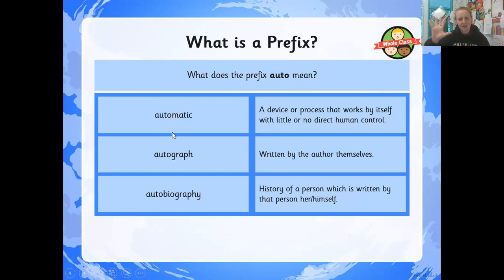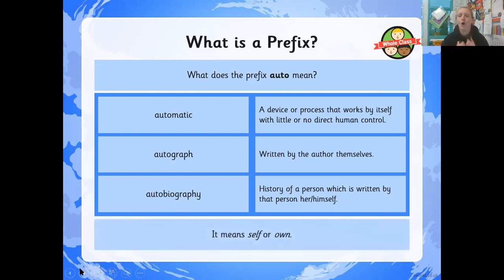Automatic. So matic is a word on its own that you may not have known before. And then we've got auto, automatic. And that is a device or process that works by itself with little or no direct human control. So if something's automatic, it works on its own. Autograph is written by themselves, an autograph by somebody themselves. Autobiography, just like I said, is history of a person about themselves. So the word auto, the prefix auto, means, you've got it, self or own, okay, your own thing, about yourself.